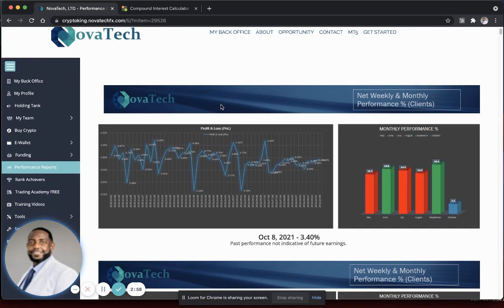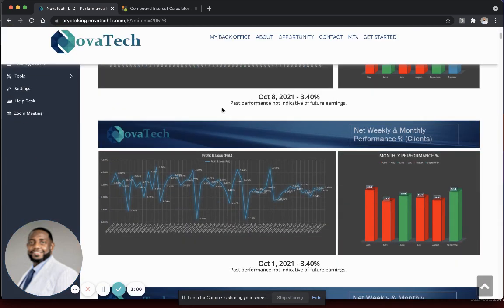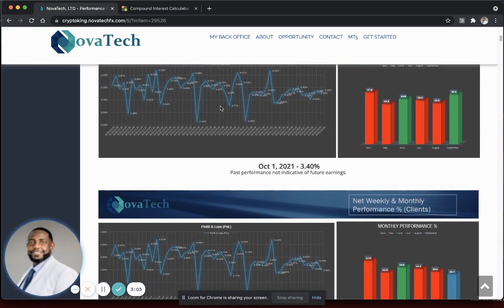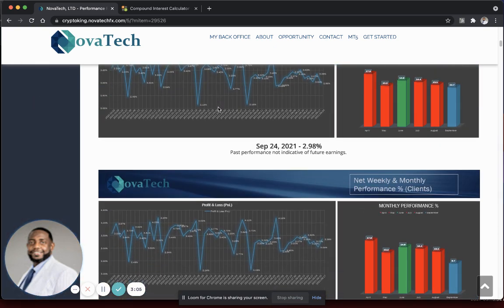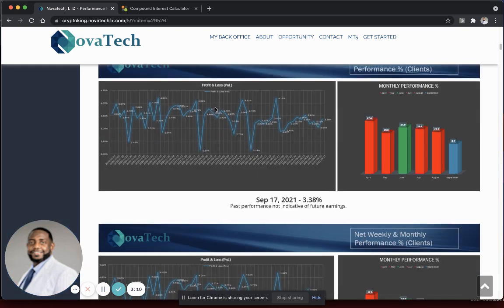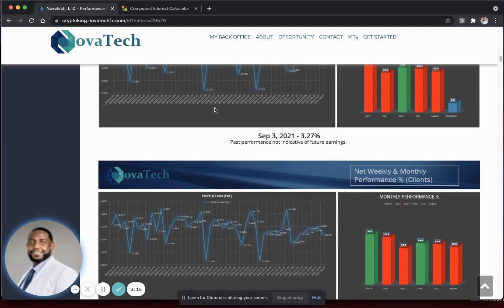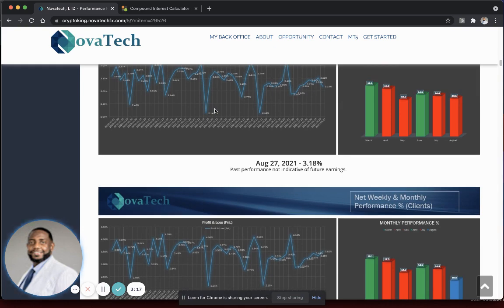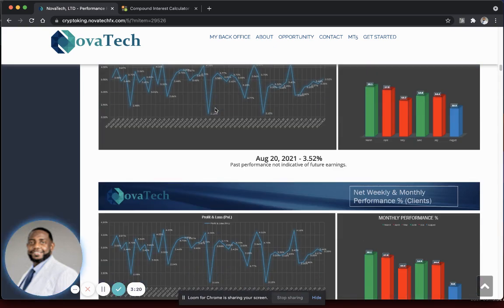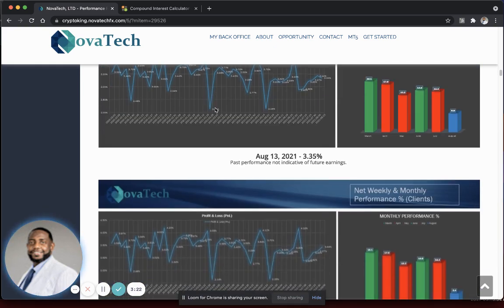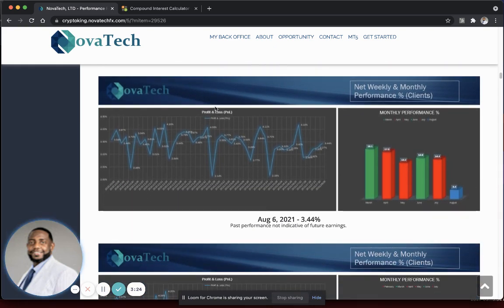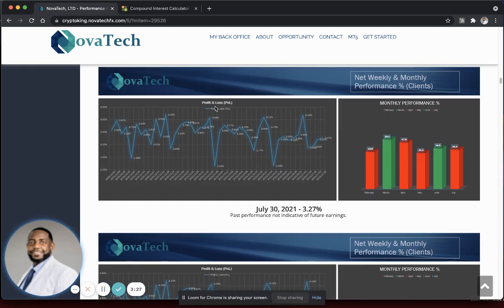So like I said, on October the 8th, the result was 3.4%, really decent. October the 1st, the result was 3.4%, really nice again. September 24th, this was 2.98%. September 17th was 3.38%. September 10th was 3.04%. September 3rd was 3.27%. August 27th was 3.18. August 20th, 3.52. August 13th, 3.35. August 6th, 3.44, and then July 30th, 3.27. So I'm not going to go any further than that, but you can see the results here.